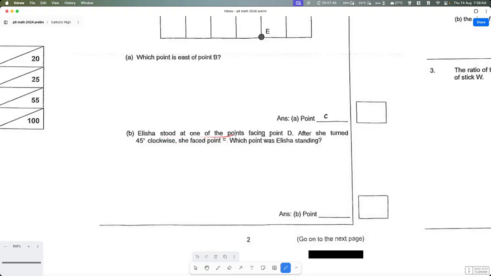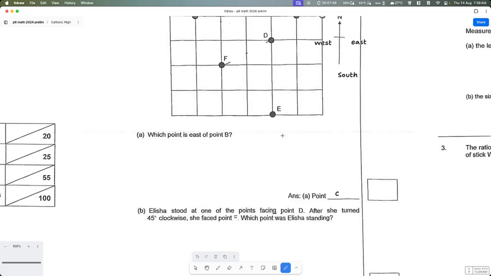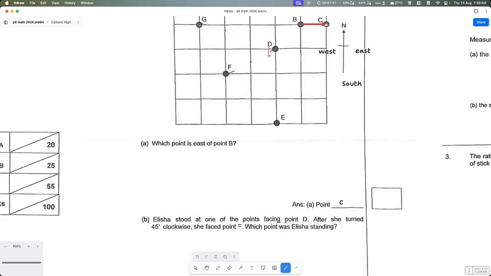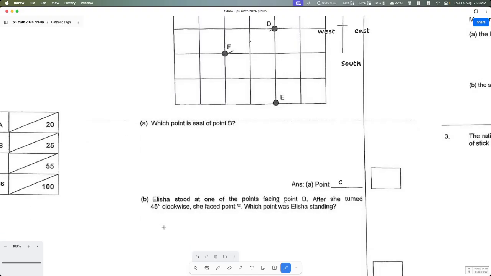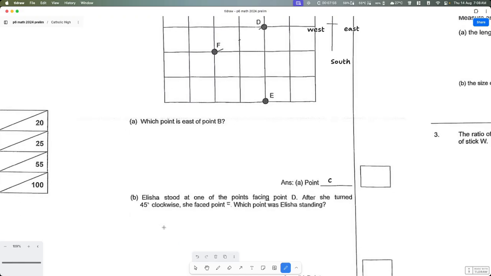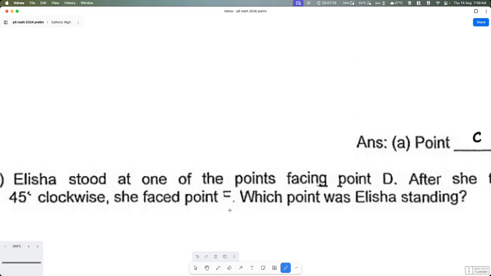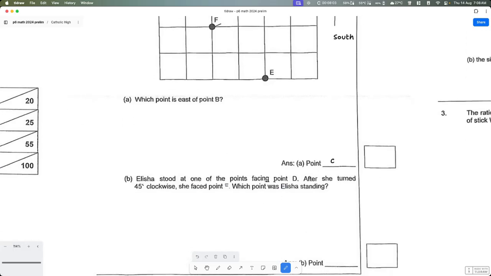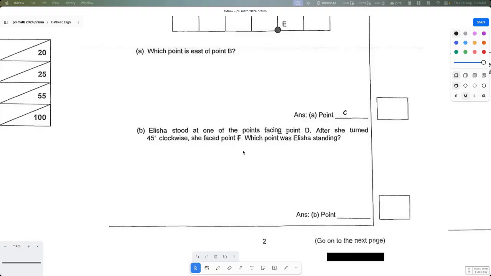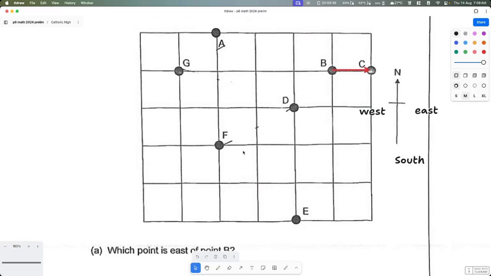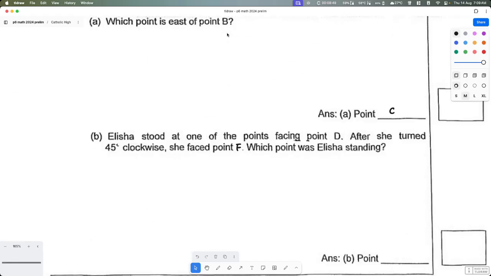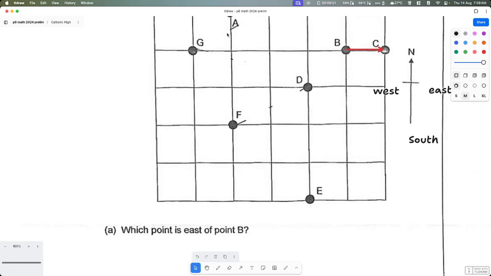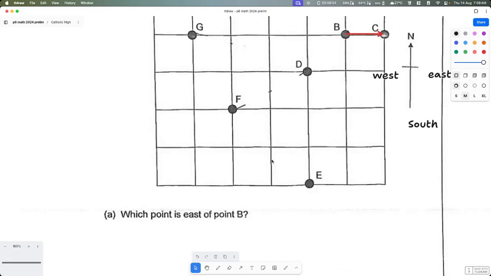Elijah stood at one of the points facing point D, right? After she turned 45 degrees clockwise, she faced point, if I'm not wrong, this is F or E. It should be, yeah. So which point was Elijah standing? So this is F over here. In this case, she was facing point D, but after that she faces point F. So over here, she then points this way.